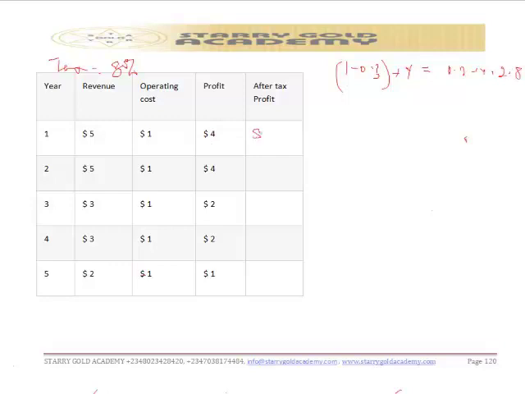So we have $2.8 here. Second year will also be $2.8. Third year will be $1.4. Fourth year will be $1.4, and the last one, which is $1, will be $0.7. So this is what we now use to determine whether a project is worthwhile or not. So now you apply your discounted cash flow and you find out your net present value, or you find out your present value. So that is how tax affects cash flow.